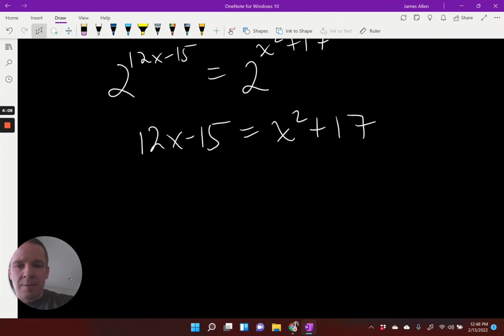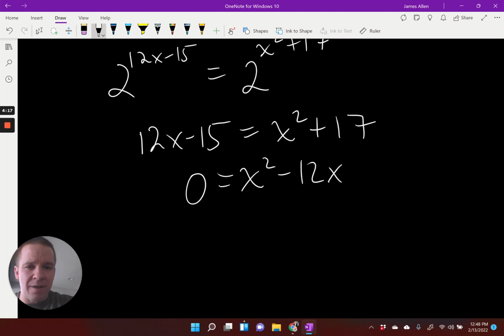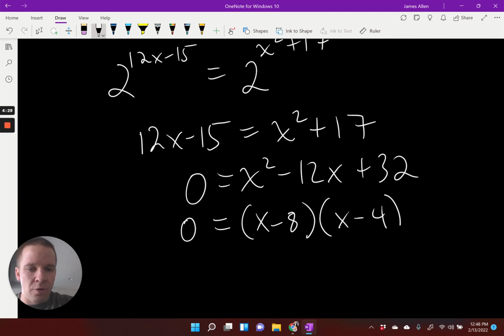Let's do it. So I'm going to subtract 12x. I'm going to subtract or add 15, and I'm going to get 0 equals x squared minus 12x. And then if I add 15, I'm going to get plus 32. What do I do here? Factor. All right. What multiplies to 32 and adds to negative 12? Well, that would be negative 8 and negative 4. Those two multiply to positive 32. When I add them up, you get negative 12. We are good to go here.